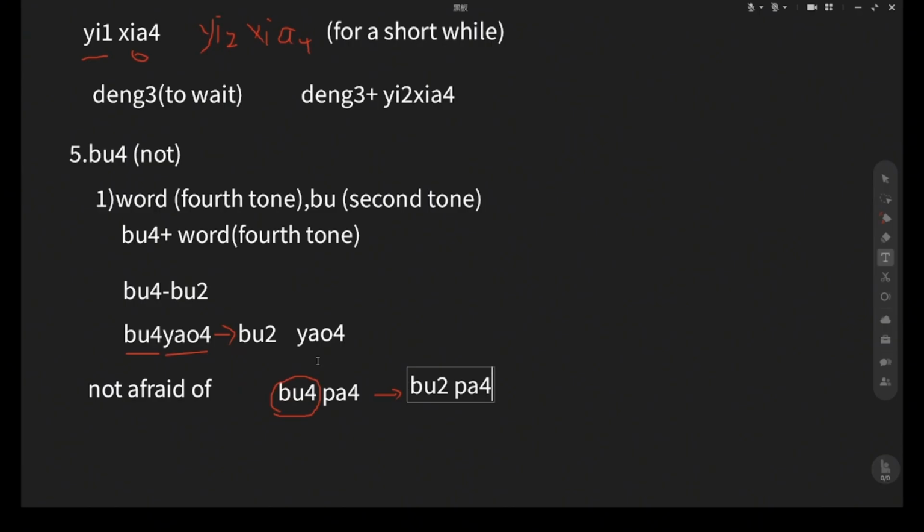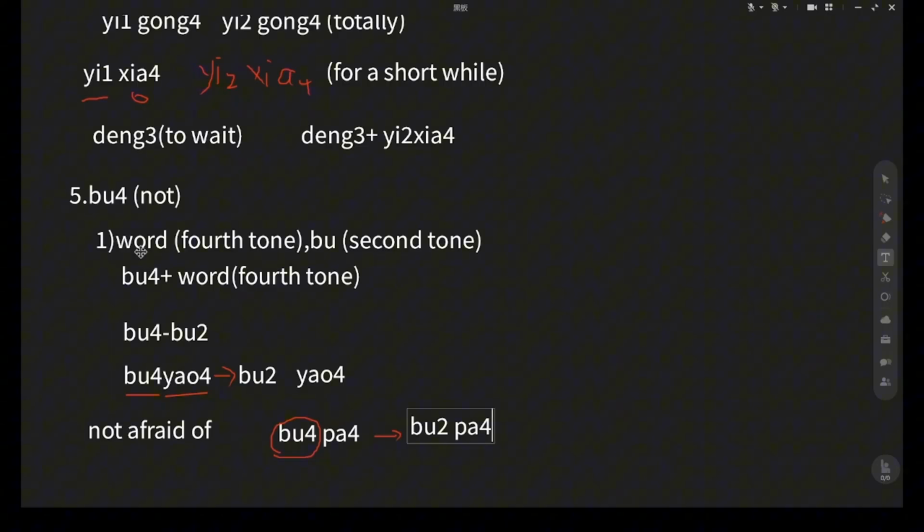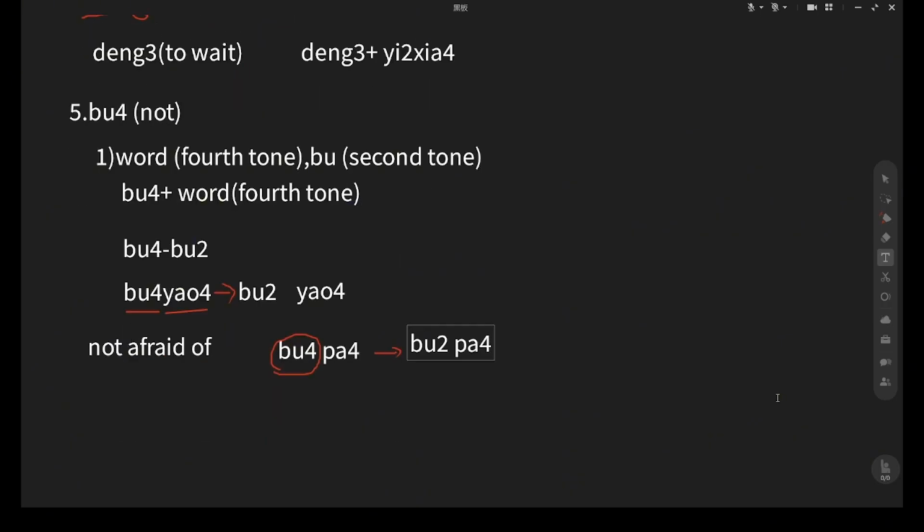So do a quick review. You see, the word after 不 is the first tone. We change this 不 to the second tone. We don't say 不怕, we say 不怕, okay? We don't say 不要, we say 不要. And this change is not only for the spoken way, but also for the writing way, okay? Okay, let's go on.